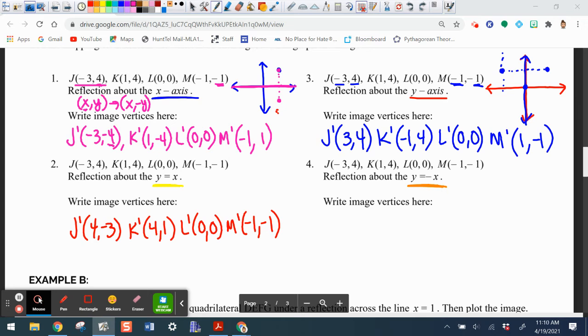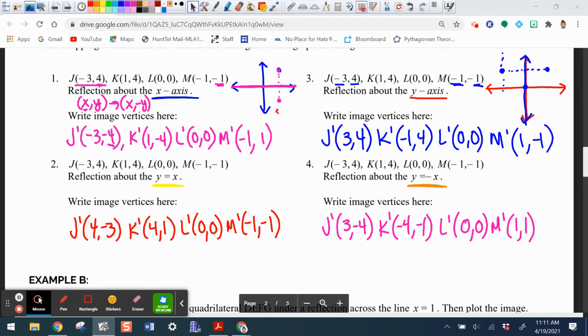So if J is located at -3, 4, J prime will be located at +3, -4. If K is located at 1, 4, K prime will be located at -4, -1. L prime, well, because it's still going to be on the line of reflection, will be at 0, 0. If M is -1, -1, swapping and changing both signs will end up at 1, 1. Of course, I invite you to graph here, but just for the sake of practice, I just want to make sure we know where the coordinates are at.